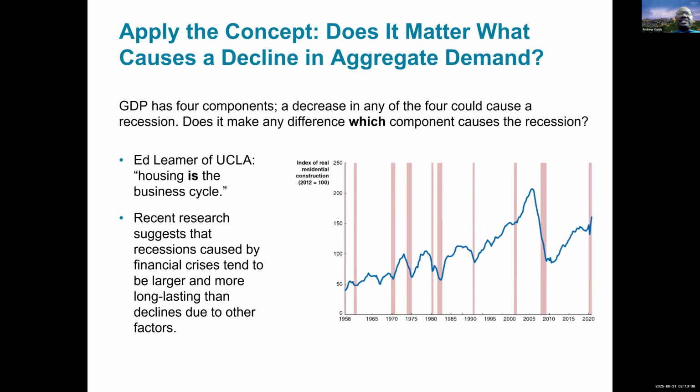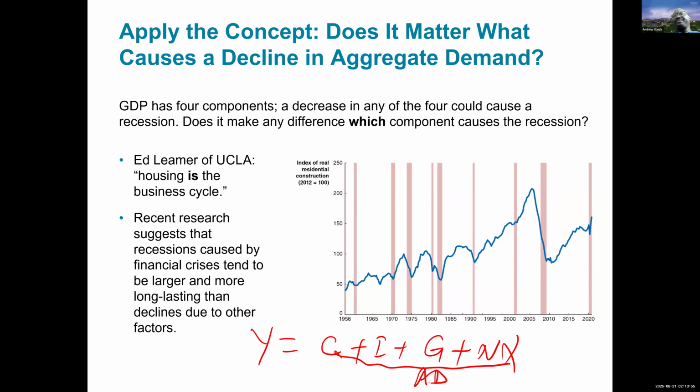So GDP has four components. So a decrease in one of the four could cause a recession, because we talk about GDP being a sum of consumer spending, investment spending, government spending, and net exports. But remember, this right-hand side is what we're calling the aggregate demand. So anything that affects consumer spending, like low consumer confidence, we talked about that, or affects investment spending, like low business confidence, will shift the aggregate demand curve to the left. Or if government spends less money, G goes down, the aggregate demand curve is going to shift to the left. Or if net exports fall, that's going to affect the aggregate demand curve as well.